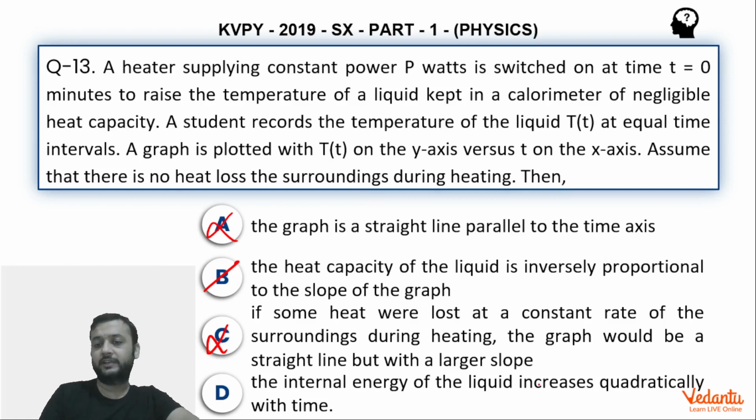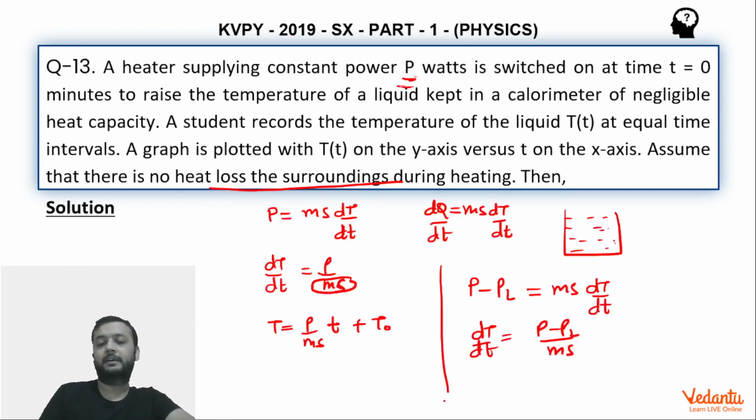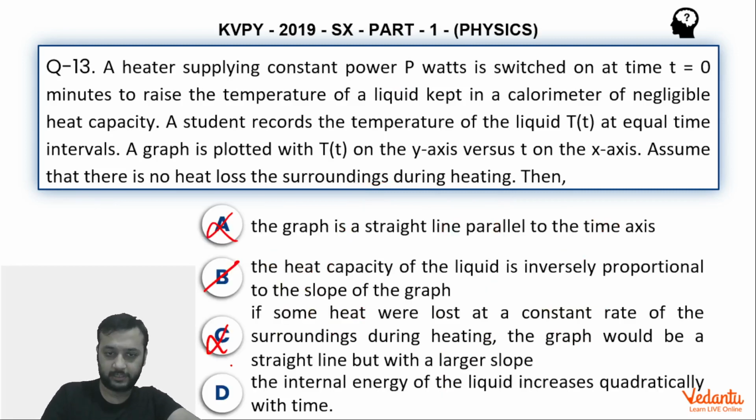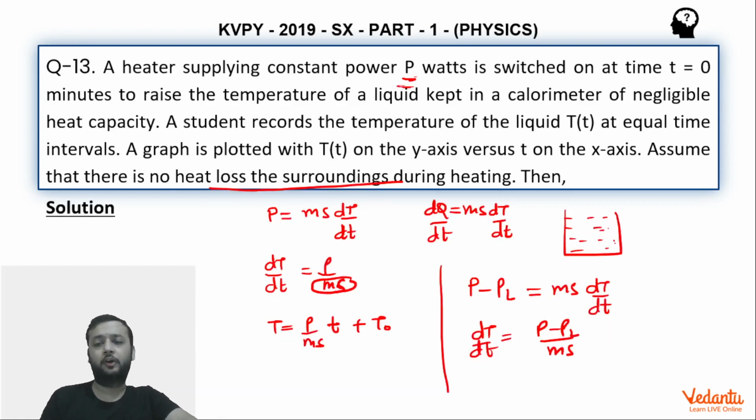The internal energy of the liquid increases quadratically with time. Now we know internal energy is directly related to temperature. Temperature is not increasing quadratically with time, rather it is increasing linearly with time. Internal energy is directly proportional to temperature, so if temperature is increasing linearly with time, internal energy will also increase linearly with time, not quadratically. So option D is also wrong. Hence, the only correct option is option B. I hope you have understood every part of this question. That's it. Thank you.